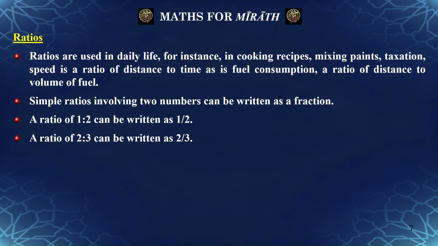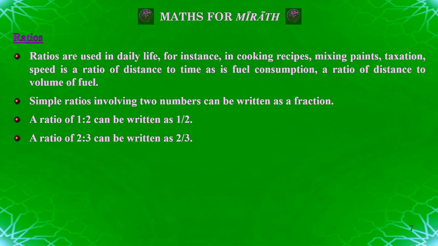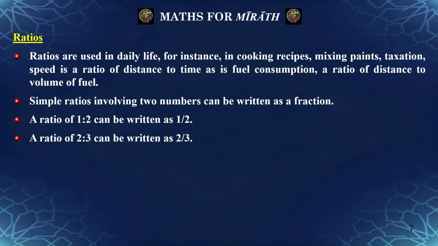Ratios are very important to understand in Islamic inheritance law. Ratios are used in daily life. For instance, in cooking recipes, mixing paints, taxation. Speed is a ratio of distance to time, as is fuel consumption, a ratio of distance to volume of fuel. Simple ratios involving two numbers can be written as a fraction. For instance, a ratio of 1 to 2 can be written as the fraction a half, and a ratio of 2 to 3 can be written as the fraction 2/3.